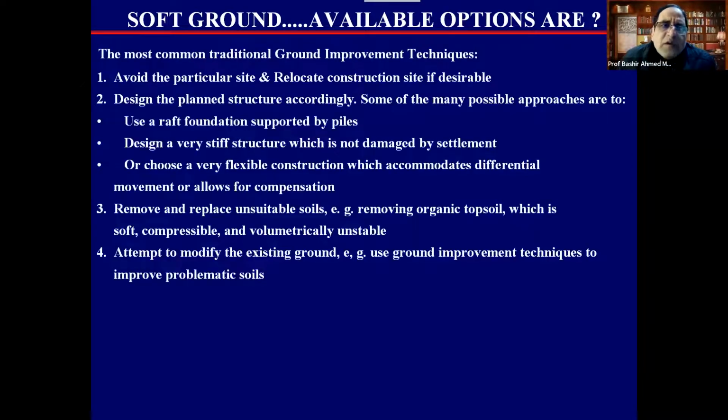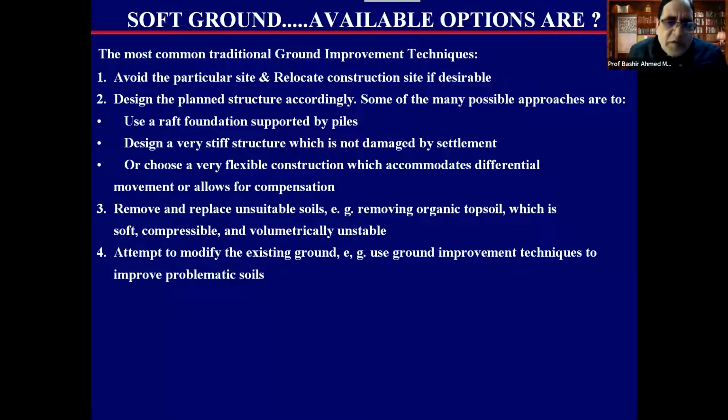Now, there are a lot of ground improvement techniques. We have traditional ground improvement techniques. For example, initially we may avoid the problematic site or relocate it. If that is not possible, we may design our structure according to the site. We can go for a raft foundation, design very stiff structures, or choose a very flexible construction, and so on.